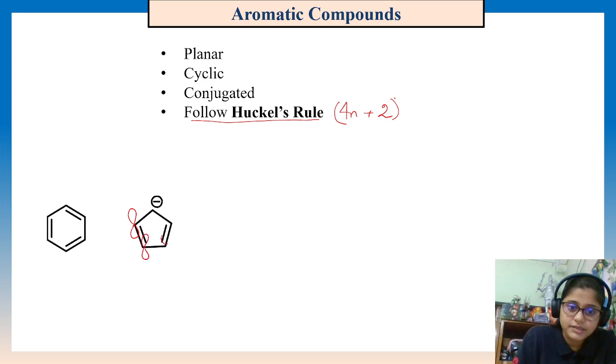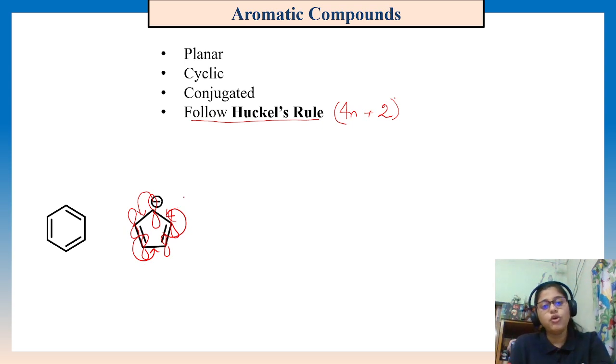All are p orbitals. So overlap between p orbitals actually results in the pi bonds. So it is also in a p orbital. It can go to this, it can go to this, it can go to this. So conjugation is here, and it is not only a lone pair, it will be counted in the pi electrons. So this is the case.